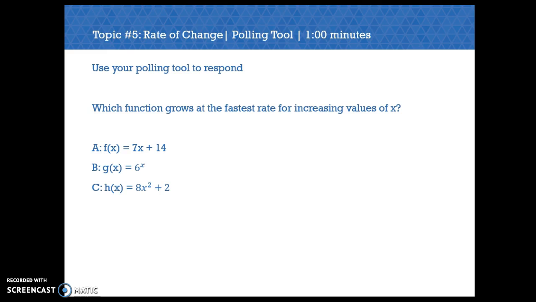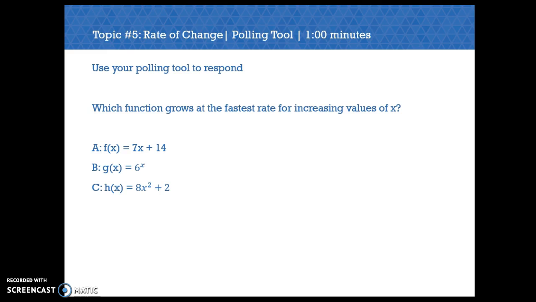And if you look at the 3 answer choices, f of x is 7x plus 14. That is a linear function. B, g of x equals 6 to the x. That is an exponential function. And C, h of x equals 8x squared plus 2. That is a quadratic function.